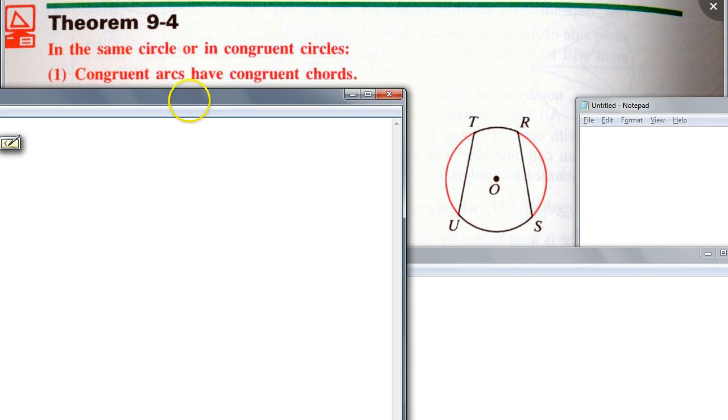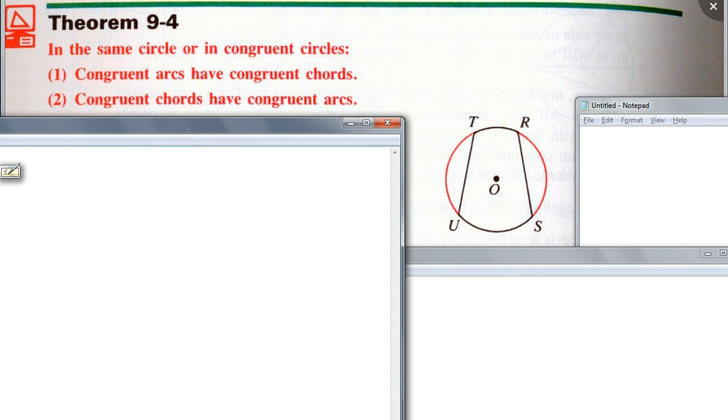Yeah. What about the other one here? What is this one saying? It's very similar to that, but it's the other way around. Jonathan? It says congruent chords have congruent arcs. What does that mean? The same chords have the same arcs, same length of arcs, like the same length.